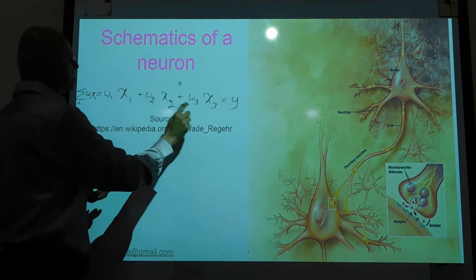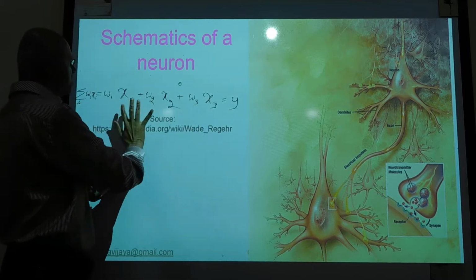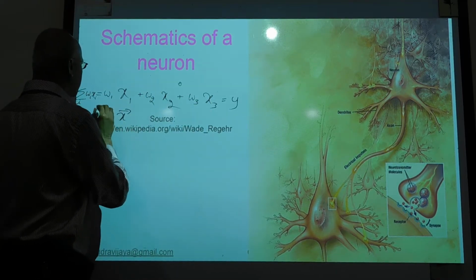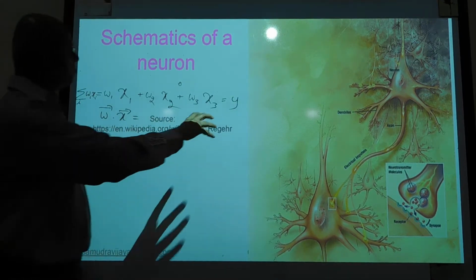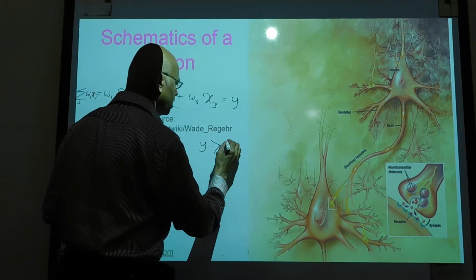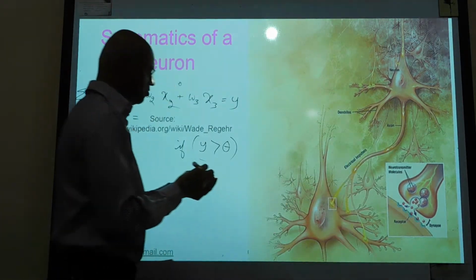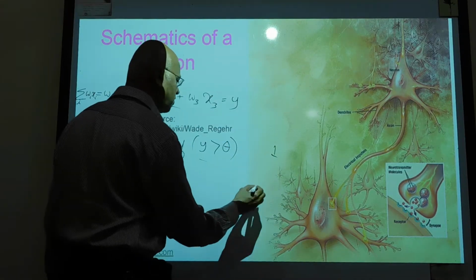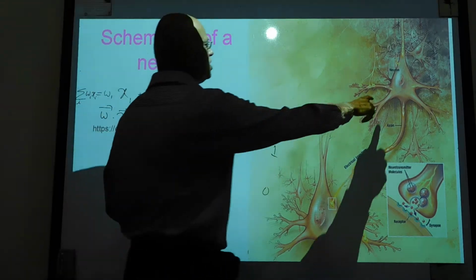The input vector is a 3-dimensional vector. There is a 3-dimensional weight vector. The dot product of the x vector and the weight vector gives rise to a scalar, which is y, the output. If y is greater than some threshold, let's say theta, then the system will send an output. Otherwise, it sends 0. So, this is how the neuron works.